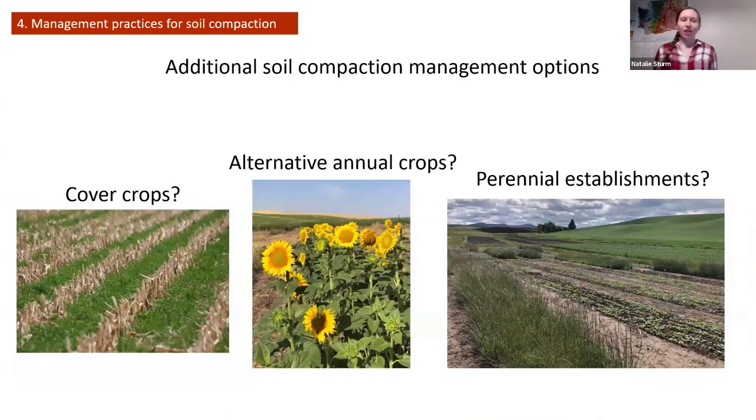So what are some additional alternative methods for managing compaction? I've put question marks by these because these are all very much still being addressed and we don't have great answers to them, but they're things that I'm curious about and that growers are also curious about. So, what about cover crops? That could be potentially helpful.